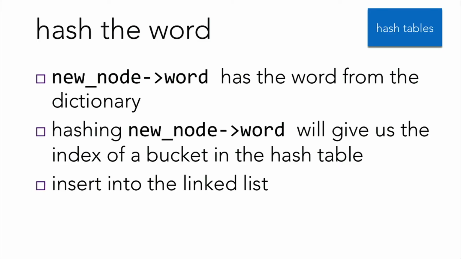So, if new node arrow word has the word from your dictionary, then hashing new node arrow word will give us the index of the bucket of the hash table, and then we'll insert that into that specific linked list indicated by the return value of our hash function.